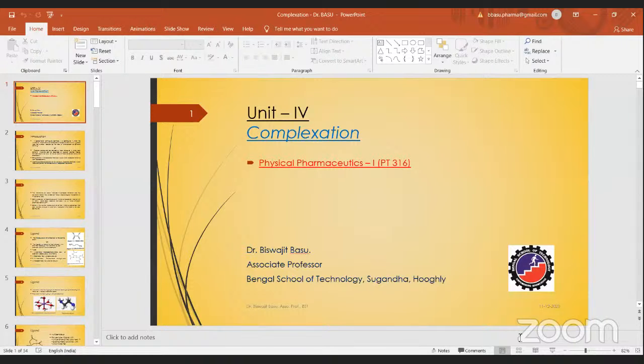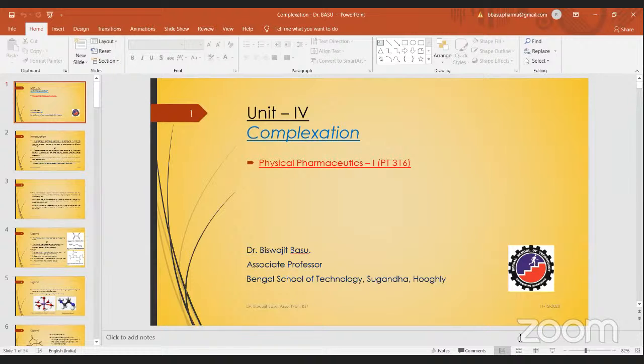How can physical state be improved by the help of this complexation? The physical state of nitroglycerin can be controlled by beta cyclodextrin. Then what will happen? It will be more stable, more explosion proof. With 15.6% nitroglycerin, if we prepare a complex with beta cyclodextrin, then it will be explosion proof.